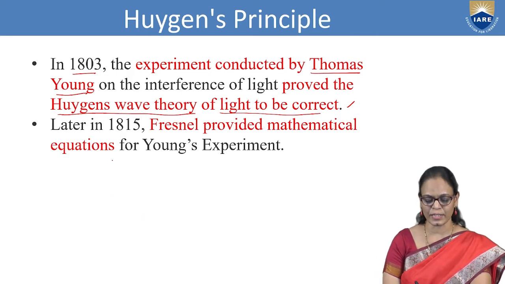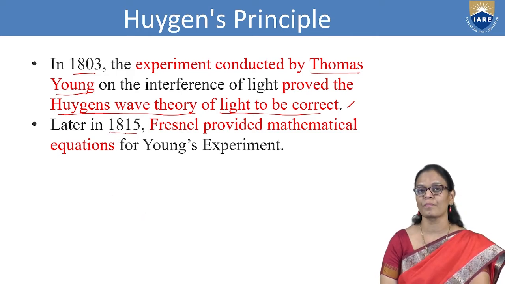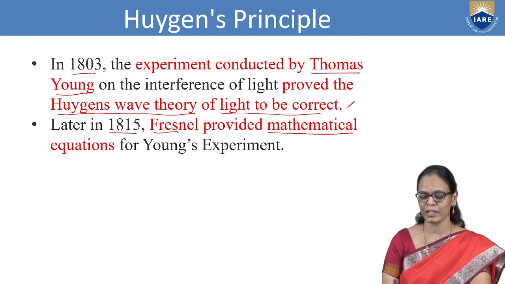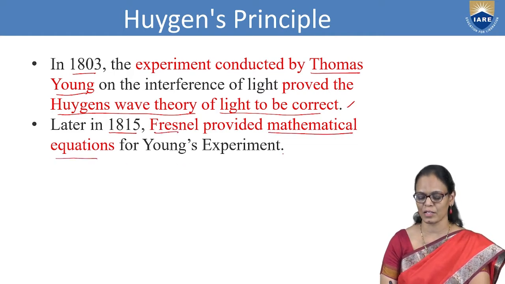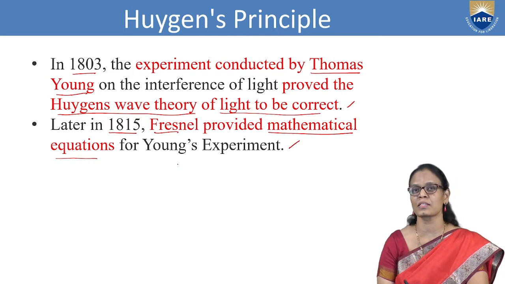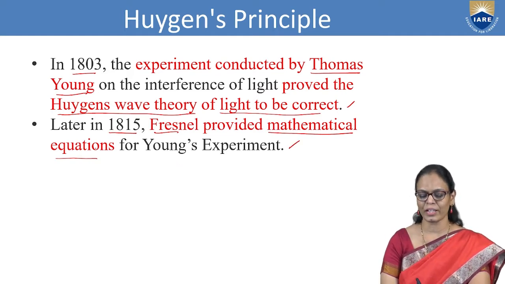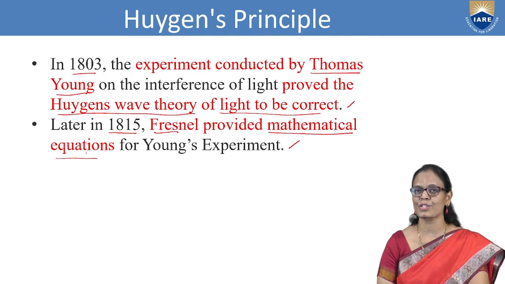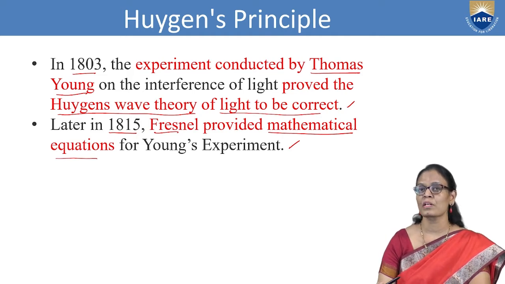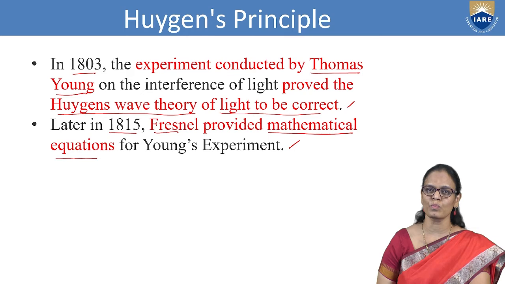And another scientist in the year 1815 by name Fresnel, he provided the mathematical representations for Young's experiment. Whatever Young showed in his experiment, he could give the mathematical equations for it. So this proof by Fresnel and also the experimental evidence by Thomas Young supported the Huygens theory very well.